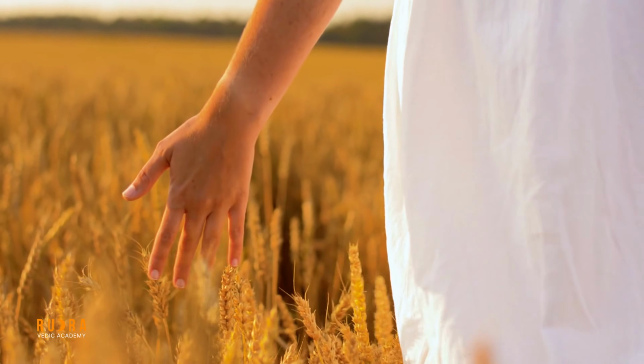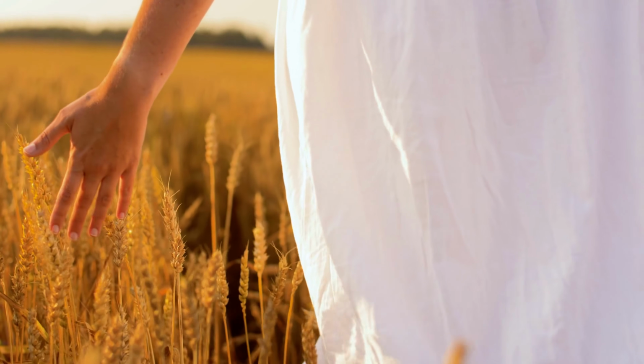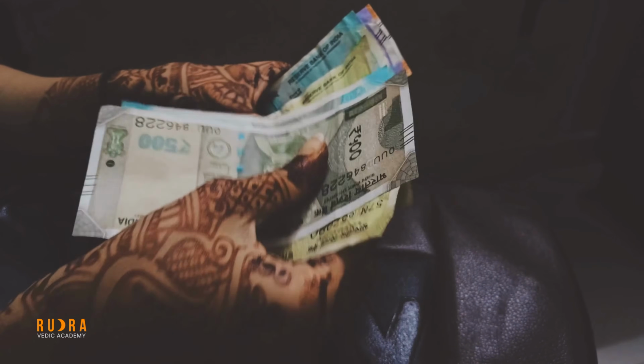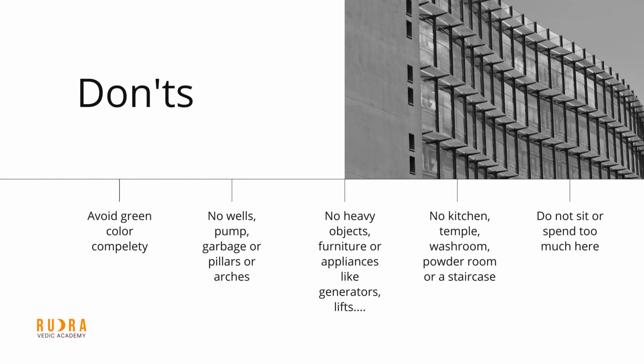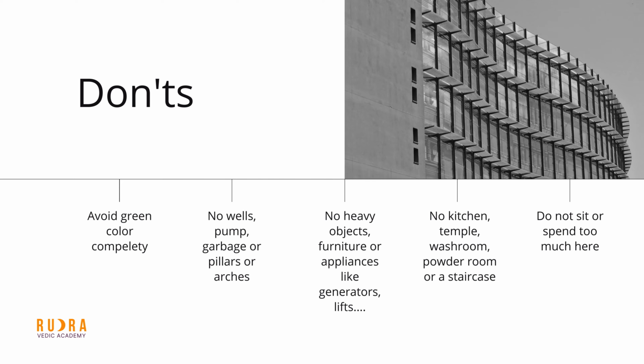Right? So that there's good digestion, good knowledge, good spirituality, and good Lakshmi coming at your home. If you don't have these things, things will not be good. It should not be used for keeping a well or a pump or garbage, and even pillars are not good. No heavy objects, no heavy boxes, no heavy furniture should be placed in the Brahmasthana. Nothing like generators or air handling units or even powerhouses should be placed there.